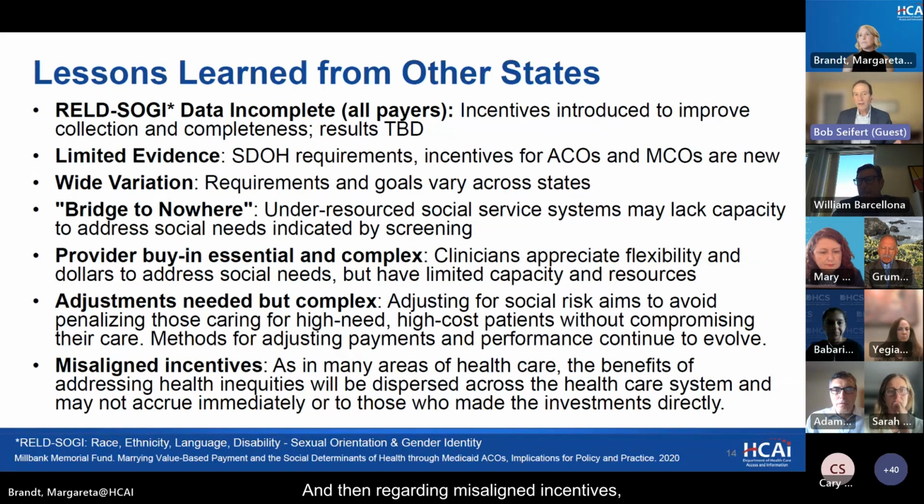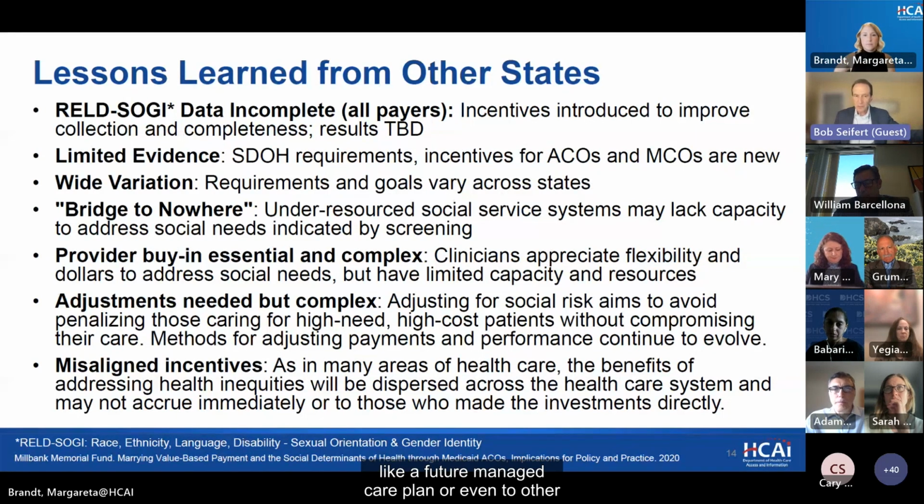And then regarding misaligned incentives, APM investments in health equity can be hindered by the so-called wrong pockets problem if the benefits of the investments accrue to others in the healthcare system, like a future managed care plan, or even to other sectors, the education system or the criminal justice system, without having a mechanism for sharing those benefits with the entities that made the investment in the first place.